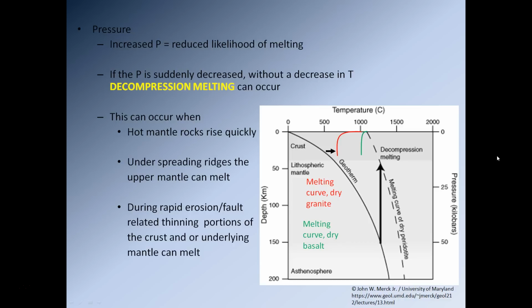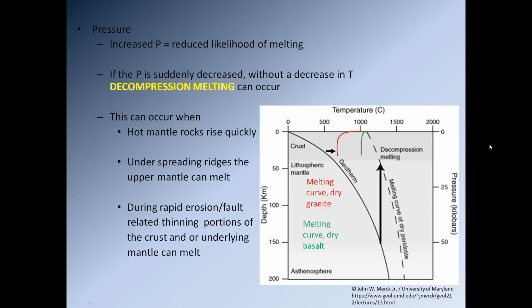If you have a hot mantle rock that's rising very, very quickly, so let's say this mantle rock is coming from very, very deep in the mantle, so it's under very, very high pressures and temperatures, and it rises up through the mantle very, very quickly. It remains at a very high temperature, but as it rises up through the mantle, the pressure starts getting lower and lower and lower. That can allow the rock to start to melt.